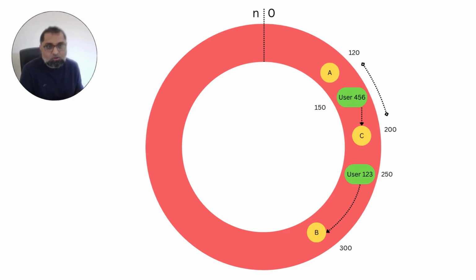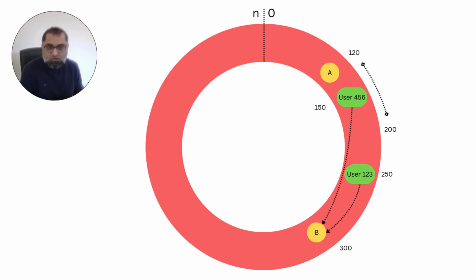Similarly, if you remove a node, its data simply shifts to the next server clockwise. For example, if node C is removed, its range of keys, that is 121 to 200, would move back to node B. No more reshuffling all your data. This makes consistent hashing scalable and perfect for systems that need to handle dynamic changes. It's used in distributed caching systems like memcached, databases like Cassandra, and even load balancers.